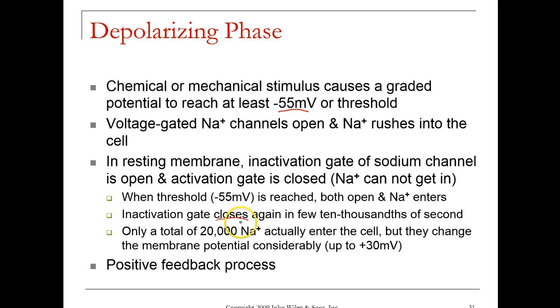But a lot of sodium has rushed in, so you have a tremendous change in the voltage. In fact, it goes all the way up to plus 30. So we go first from negative 70 to negative 55. That opens up the voltage gated sodium channels, goes all the way up to plus 30, and the inactivation gates of our sodium channels will close. And this is an example of a positive feedback process, because if you depolarize one area of the membrane, the next area of the membrane will also depolarize. So this is how this voltage change will spread across the axon.